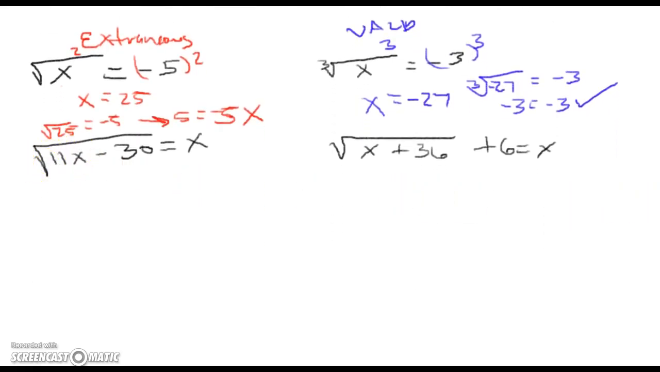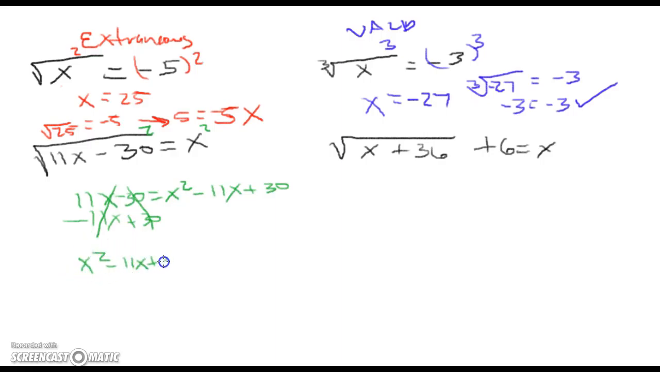In our next problem, we'll again use some inverse operations. So we'll square it. We end up with 11x minus 30 equals x squared. Then I can go ahead and subtract these over to get them all on the same side. That's now 0. Add 30. That's now 0. And so I have this equation here, and it ends up being x squared minus 11x plus 30 equals 0. And then I go ahead and I solve this by factoring.